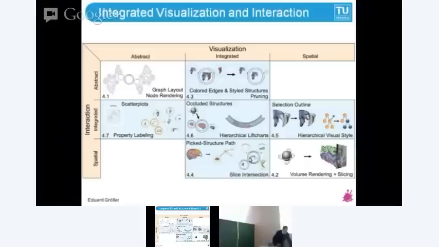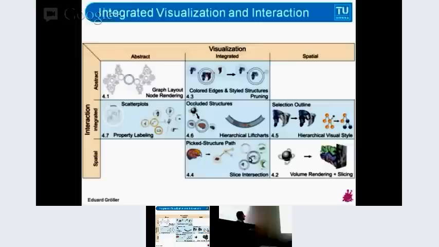Video, because basically what we were exploring here is you can have a visualization, an abstract one, an integrated one, a spatial one, and you can also have an interaction integrated or an abstract one, and we were exploring what different ways of combinations are possible.